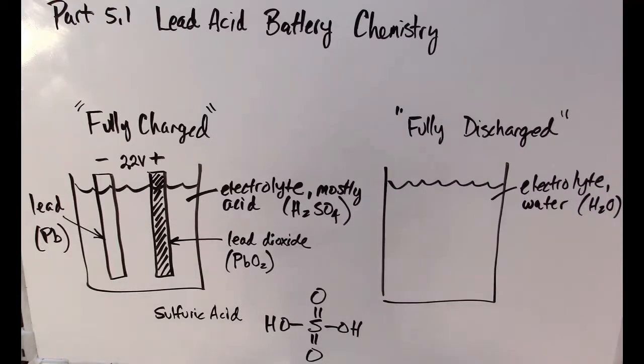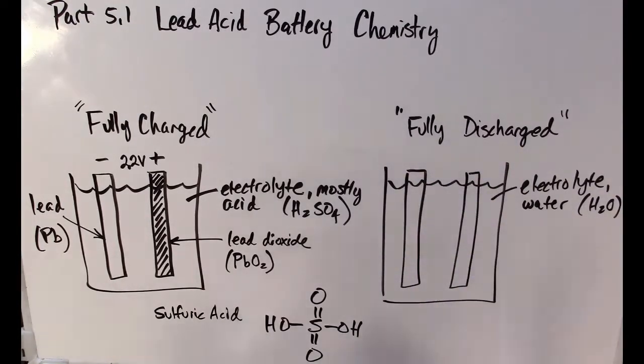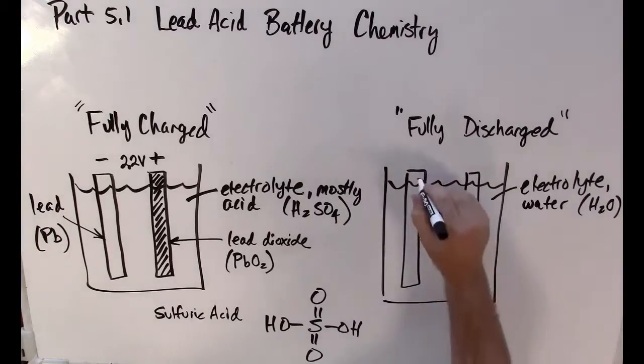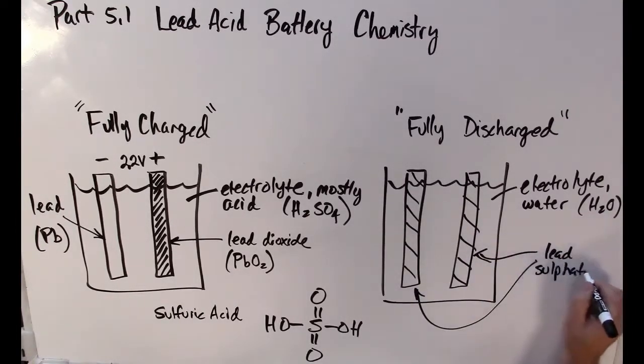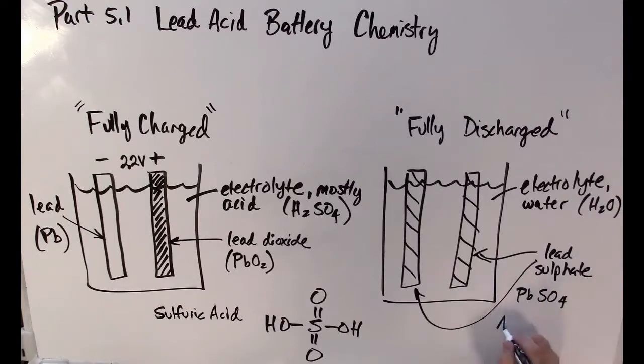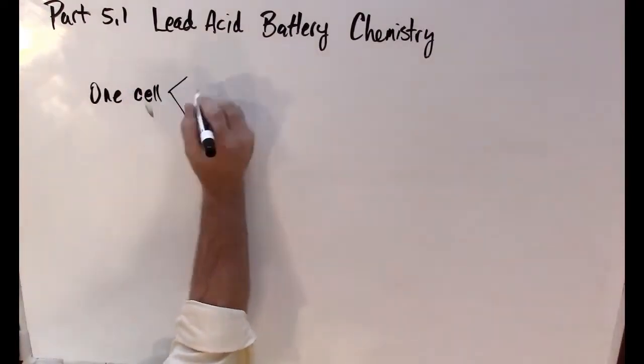A fully discharged battery, the electrolyte is now mostly water. And the same two electrodes, the cathode and the anode, are covered with another substance, lead sulfate. And that's both the cathode and the anode are covered with lead sulfate. And lead sulfate has two forms, and the amorphous form is easily soluble, and there's another more inert form that we want to stay away from.